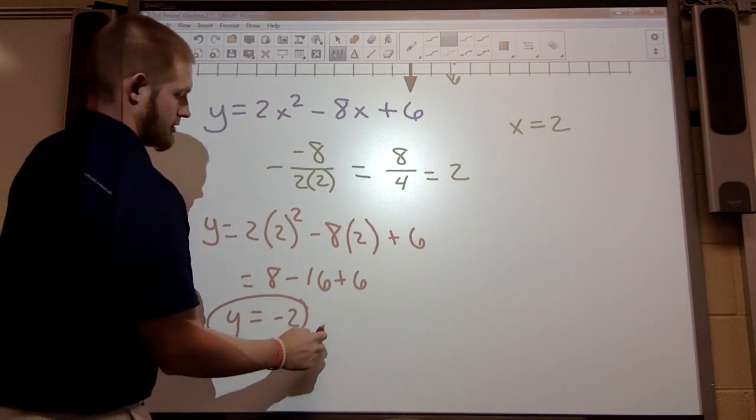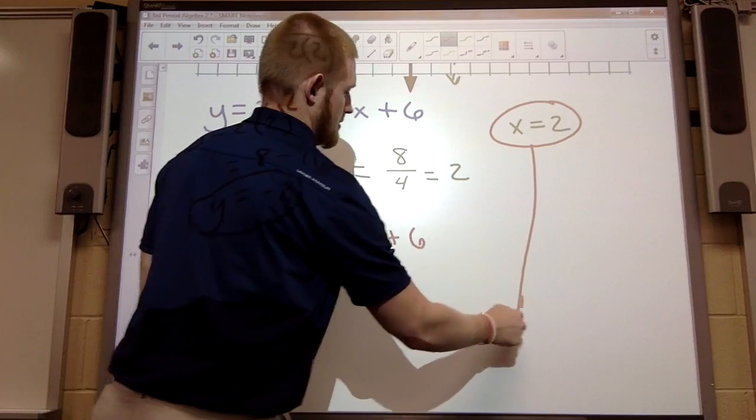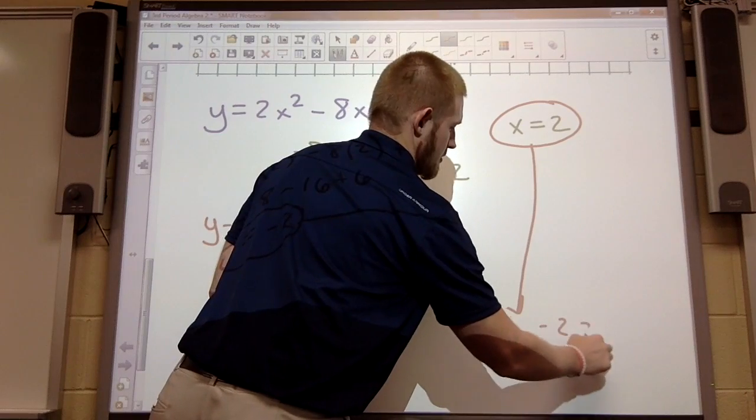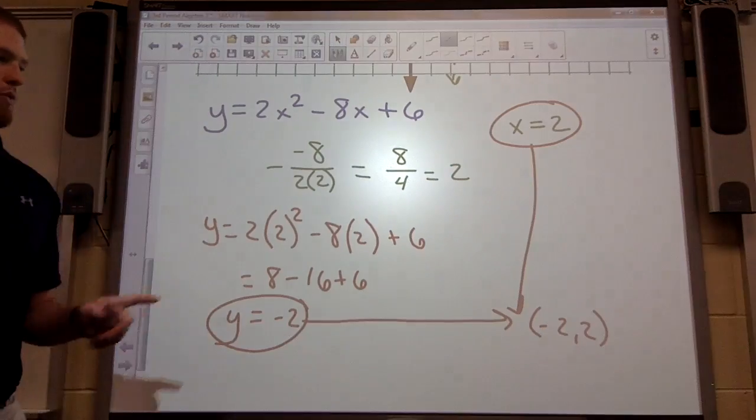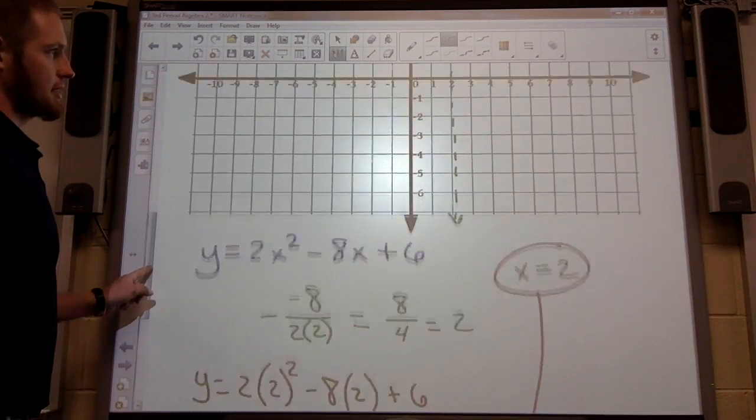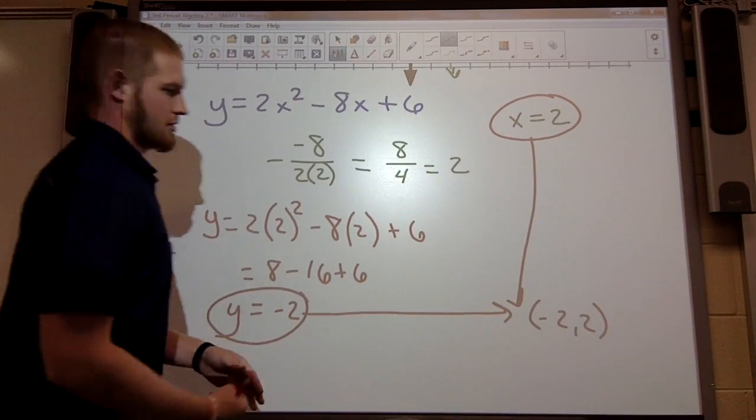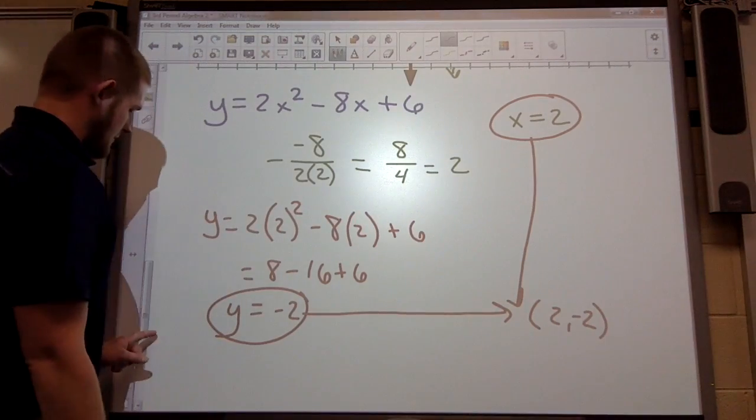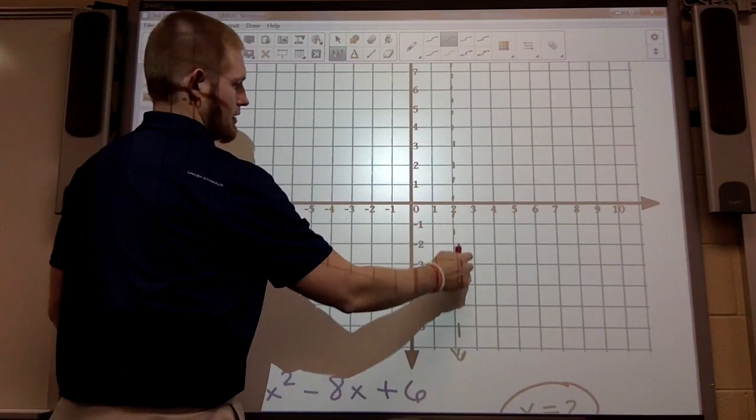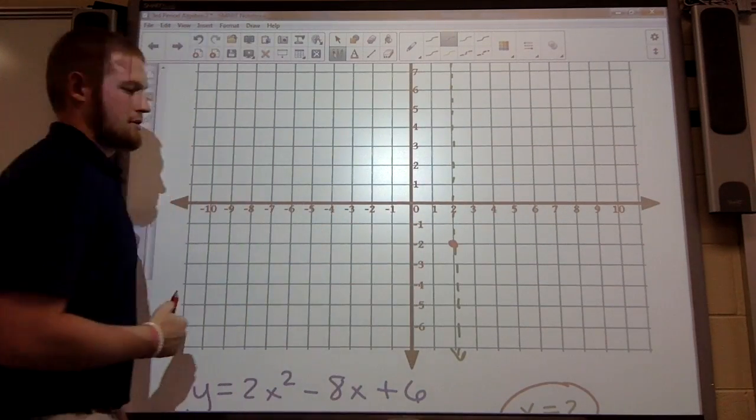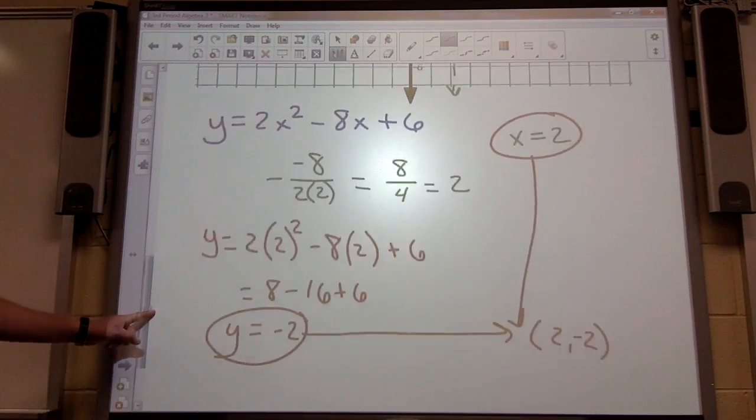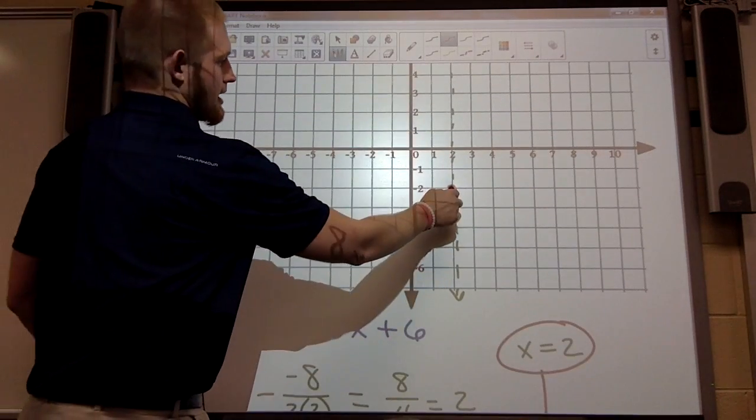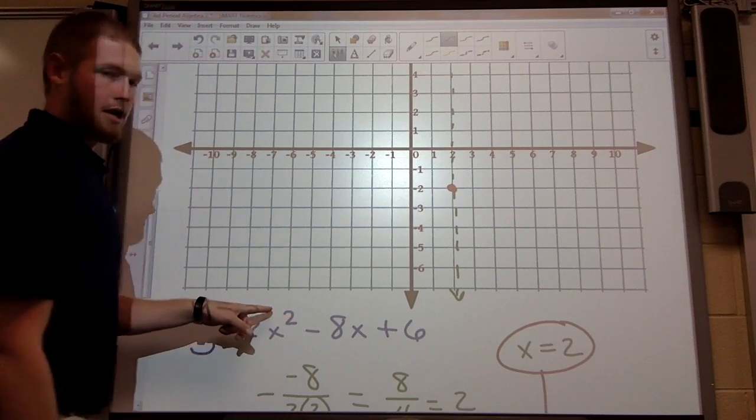Okay, now, with these two things, I now have a coordinate point of negative 2, 2, okay, which is my vertex. Okay, so my vertex, I did that backwards, sorry, it's 2, negative 2. Okay, so I go 2, negative 2. There's my vertex. Now, I also have to pick 2 points on one side of my axis of symmetry to plug into my equation and graph.